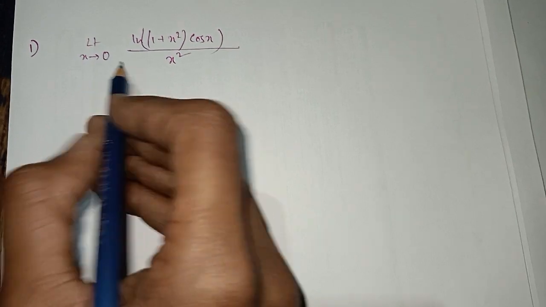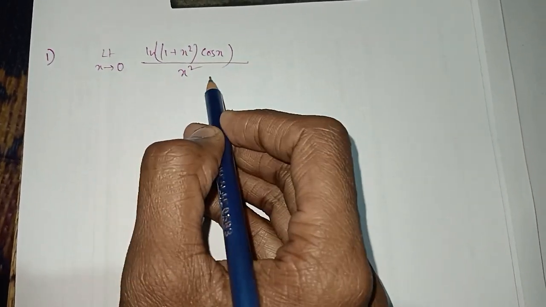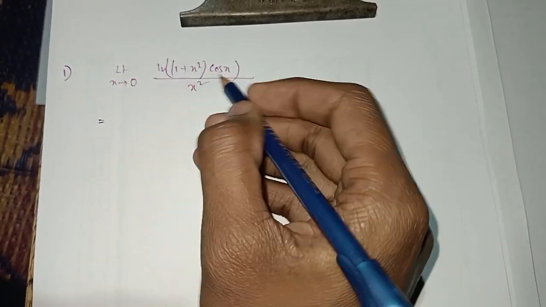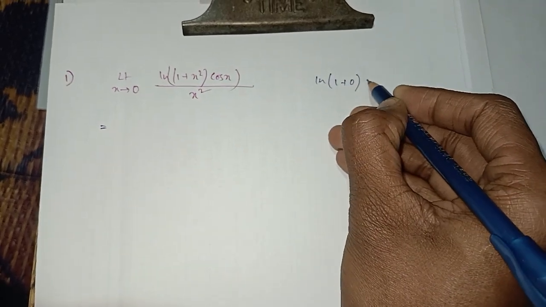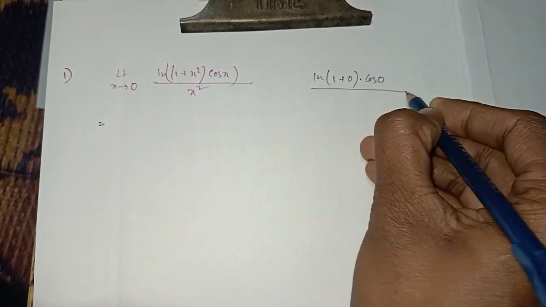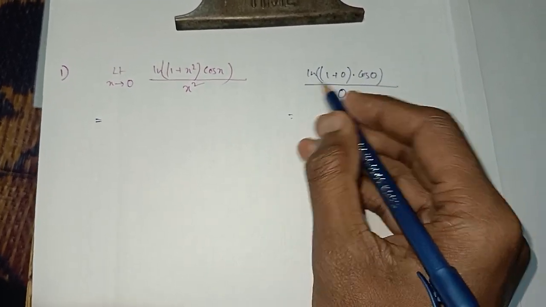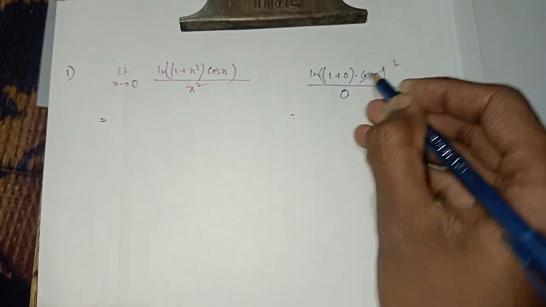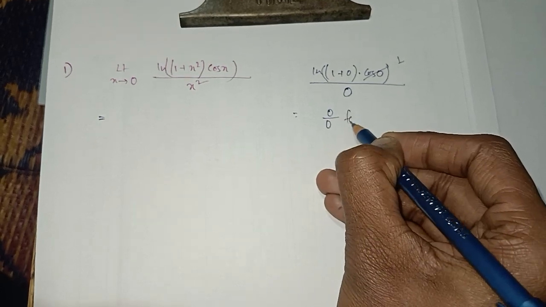So we get one question related to limits: the limit as x tends to 0 of ln(1 + x²) cos x divided by x². For that we apply the x value over here, so we get ln(1 + 0) times cos 0 divided by 0. The cos 0 value is 1, and ln of 1 is 0, so we get a 0 by 0 form.